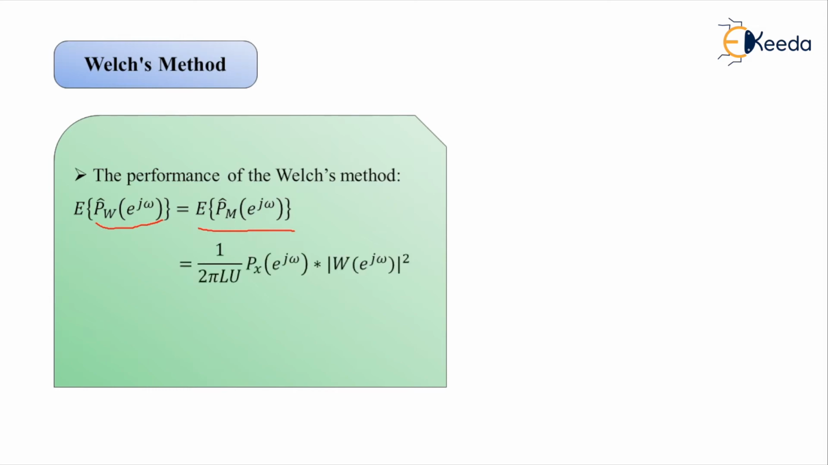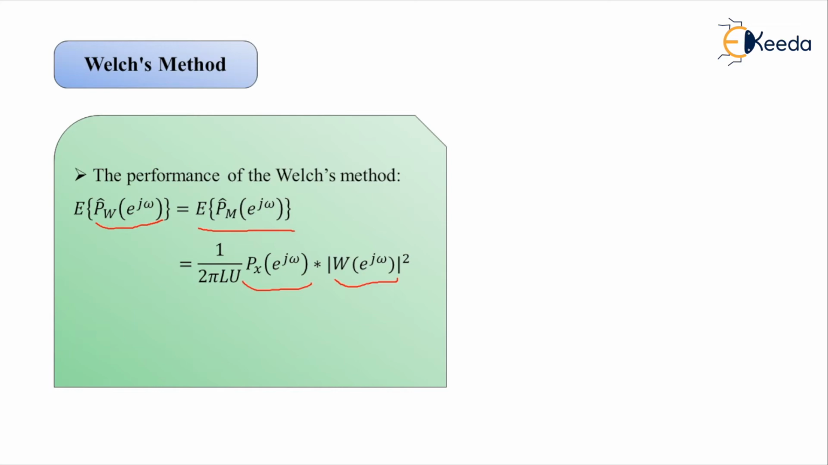and that we shall obtain to the form 1 upon 2π in multiplication to capital L and U, and this ratio is multiplied to the convolution of the power spectrum density Px as a function of e to the power jω with that of the mod square of W as a function of e to the power jω. So here W as a function of e to the power jω is basically the Fourier transform.